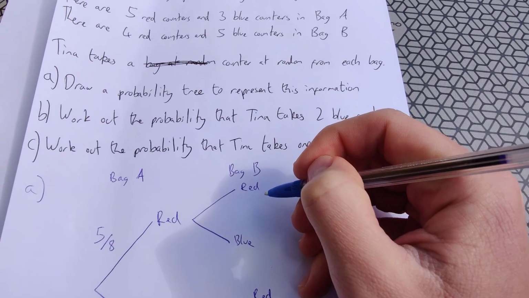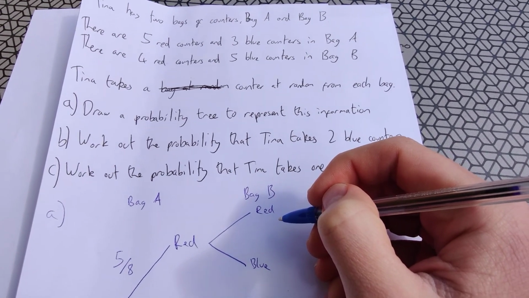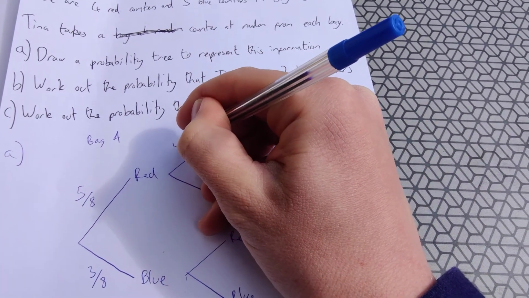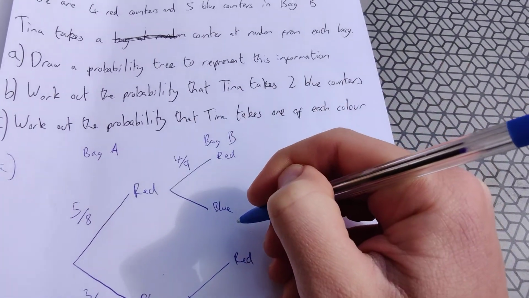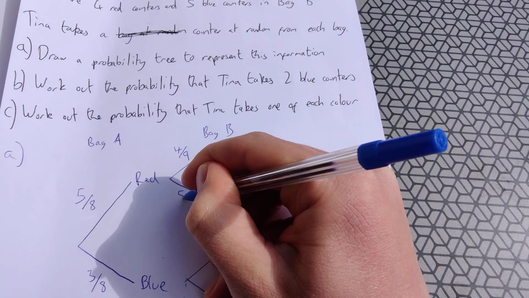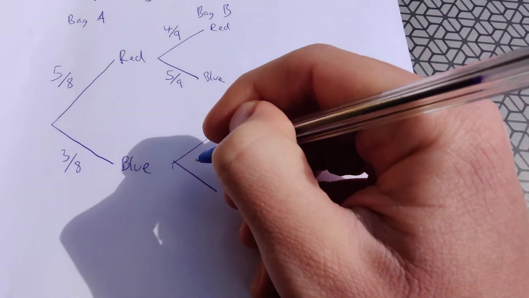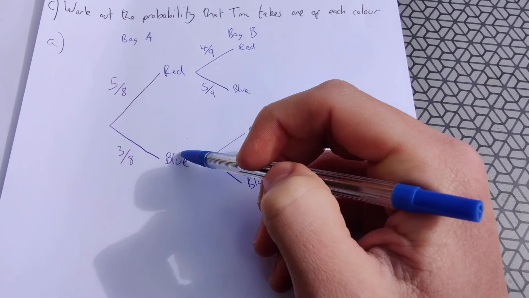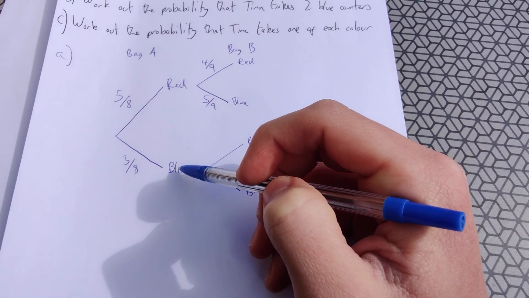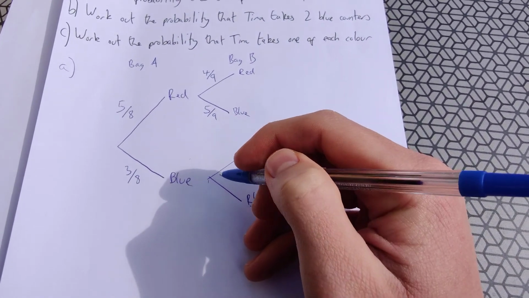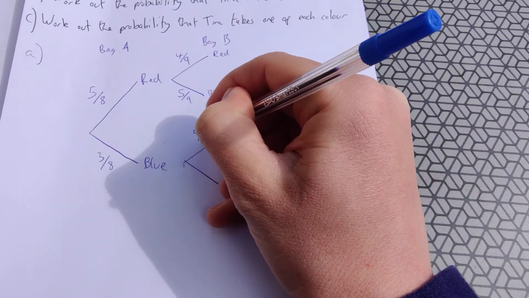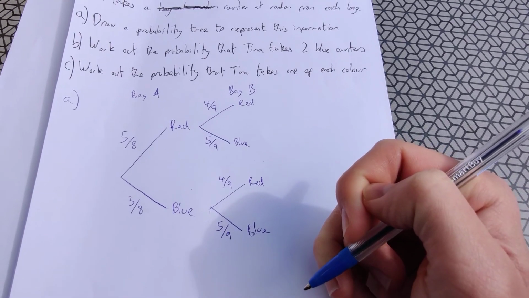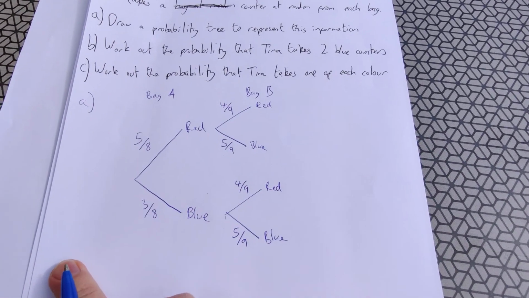Okay, and the probability of red, well, you can see on bag B she's got 4 red and 5 blue, so the probability of red is going to be 4 out of 9, and the probability of blue is going to be 5 out of 9. And it doesn't matter what happens, whether it's red on the first one or blue on the first one, they're independent. Either way, there are 4 red and 5 blue in bag B. And that's part A done perfectly.